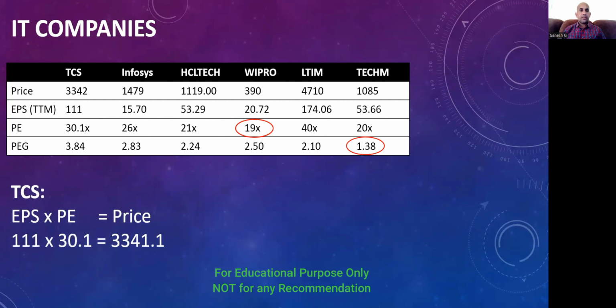Normally, EPS multiplied by the PE multiple gives you the price of the stock. For example, for TCS we will find it like this. EPS for the trailing 12 months is 111 into PE ratio of 30.1, which gives 3,341.1, approximately the current price.